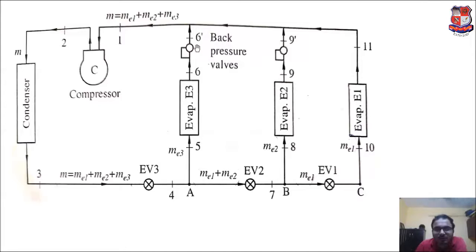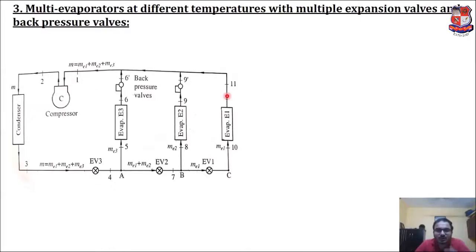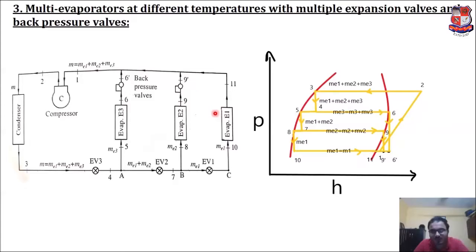And the role of the back pressure valve is similar to that of the previous case, that it will expand the refrigerant till the suction pressure. Here the back pressure valve is not required because this is already at the suction pressure of the compressor. So now we will understand this with the help of the pH diagram. So this will be the pH diagram for this entire arrangement.